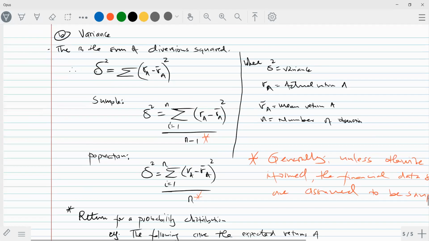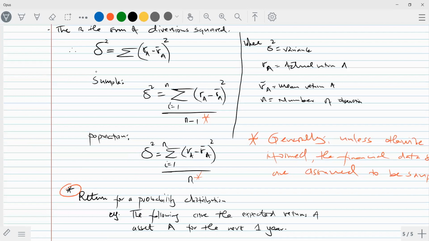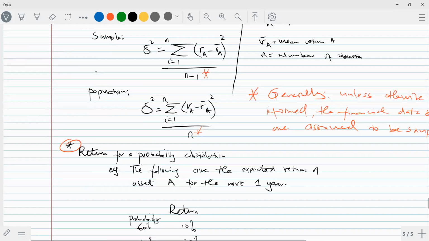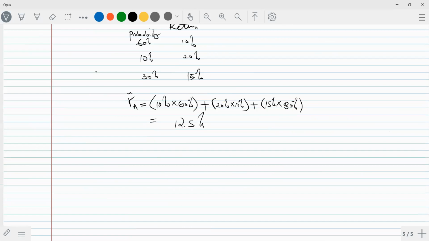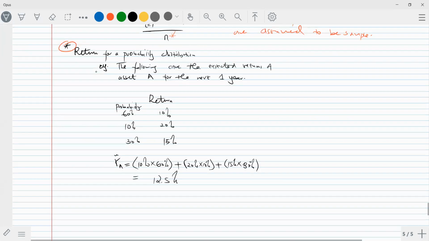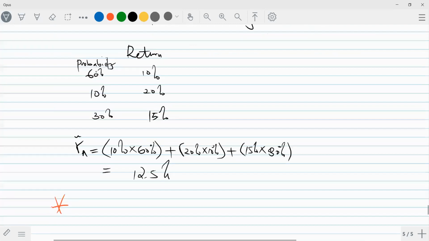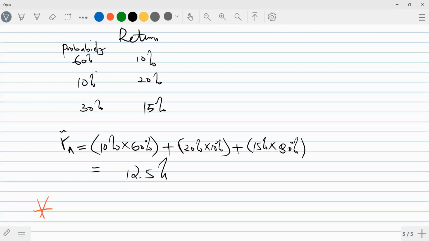Now going back to our assessment of variance, we need to make a small deviation here, because we are not discussing this concept. Just in conclusion, if you want to assess the return from data you obtain from a probability distribution, we can say that the return of asset A is equal to the sum of the probability of the first outcome.